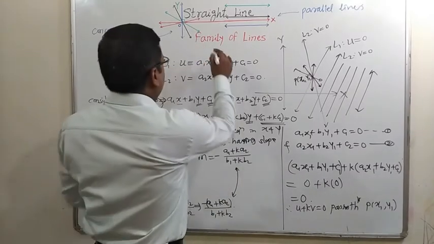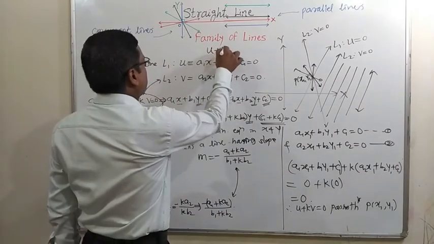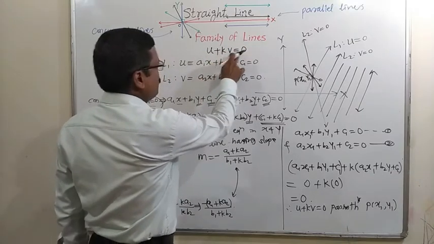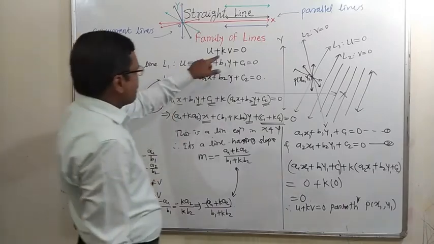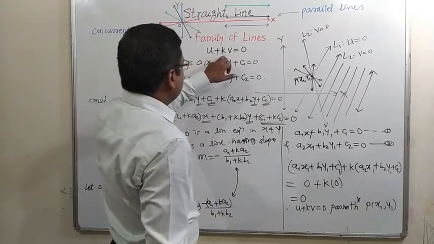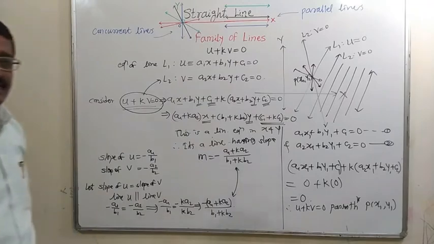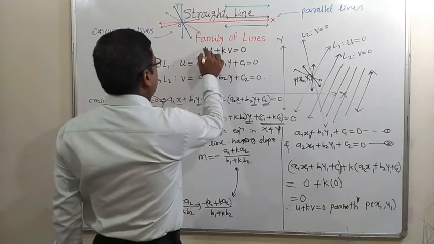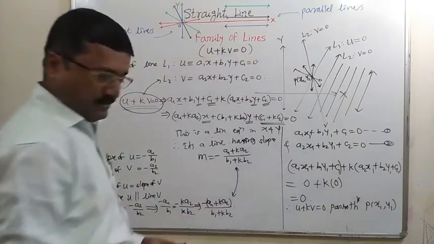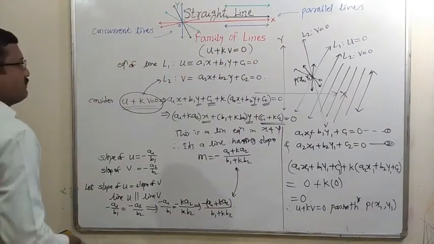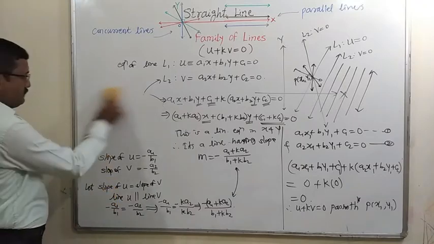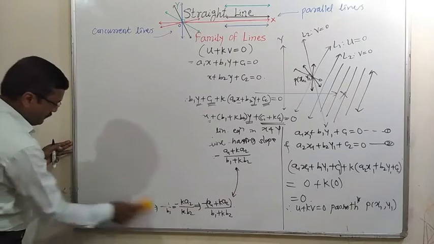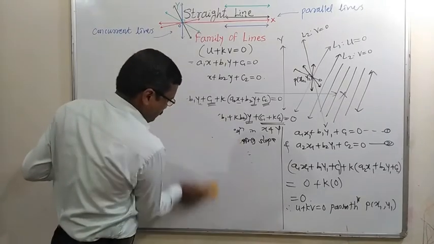So the equation of family of lines is u plus kv equal to 0, where u equal to 0 and v equal to 0 are given initial two lines, and this k is a non-zero real number. Then we get the equation of family of lines. So this is the important formula or equation of family of lines. Is it okay? Now we will solve some examples related to this family of lines.